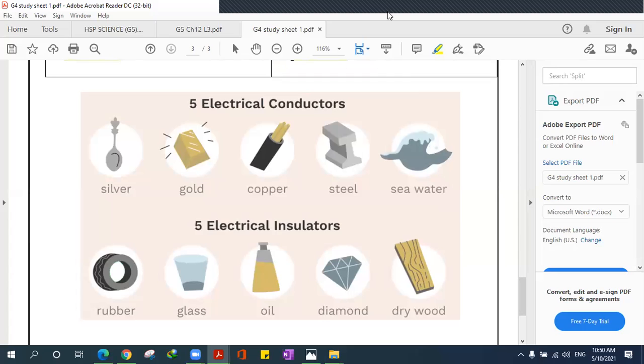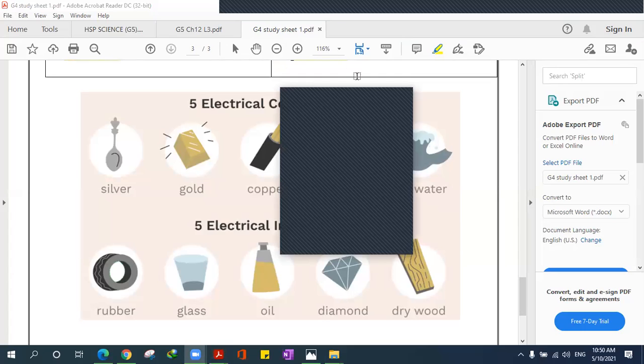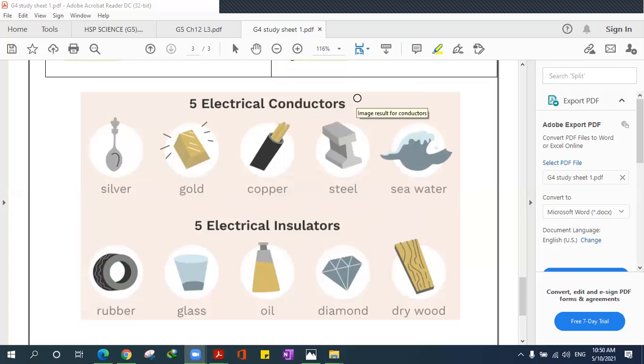In the picture, there is oil and diamond. Electricity can't pass through them, because they are insulators. Those are just extra examples for you.